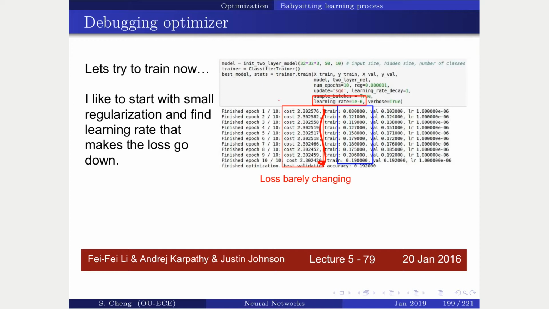But you see the cost doesn't change. The loss basically doesn't change, but the accuracy actually goes up a little bit. Can you think of why that is? Any possible reason?